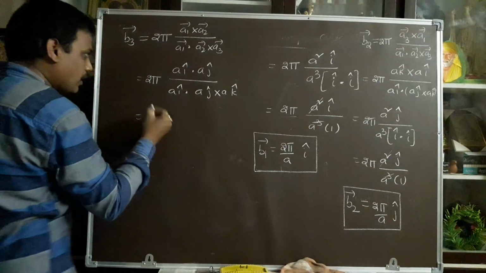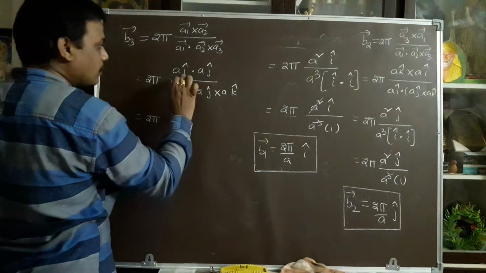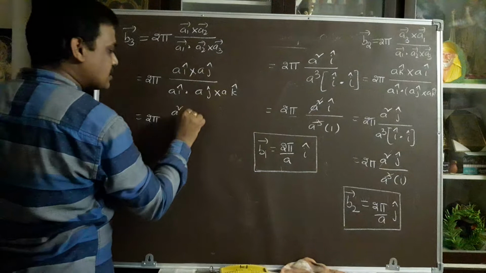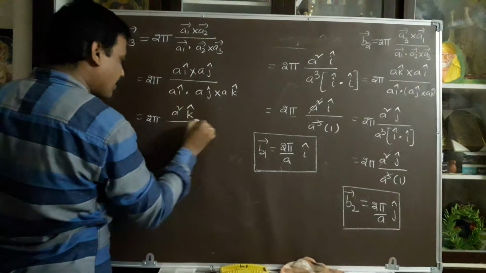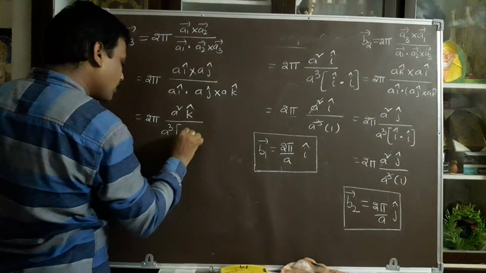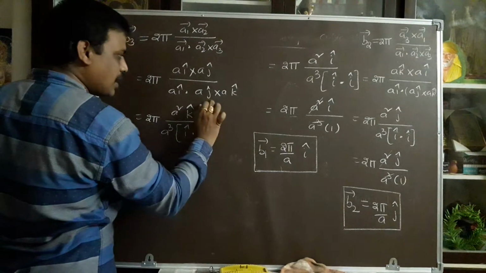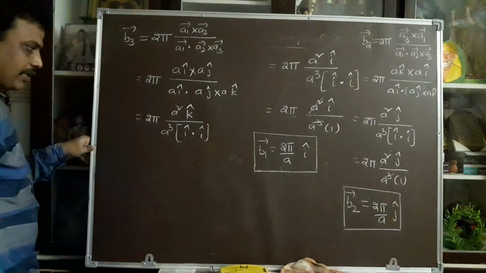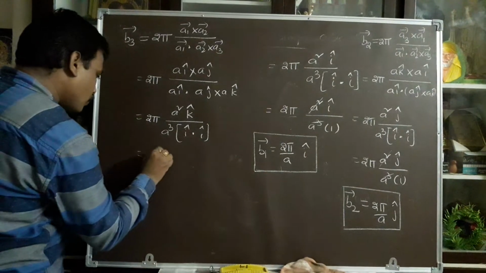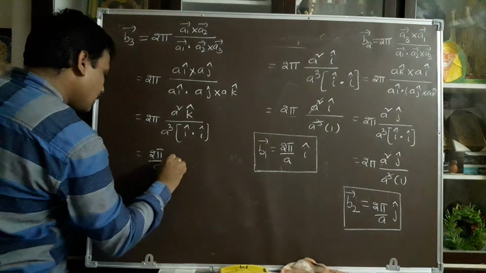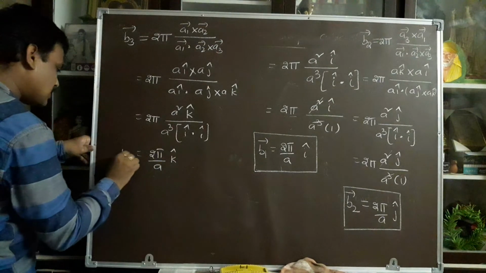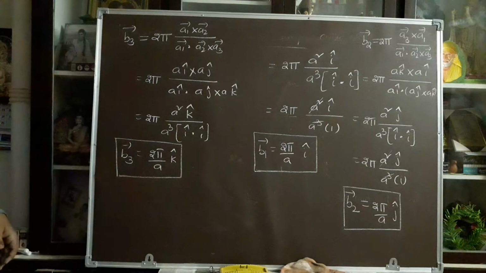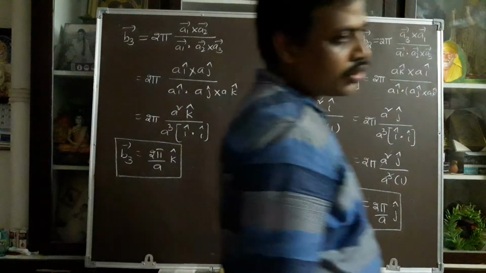So 2 pi into A square into I cap cross J cap is nothing but K cap, divided by A cube into I cap dot J cap cross K cap, which is I cap dot I cap, that is 1. So you get 2 pi by A into K cap. This is B3. So these are the reciprocal lattice vectors of the simple cubic structure.